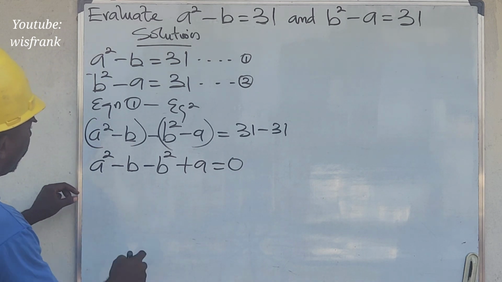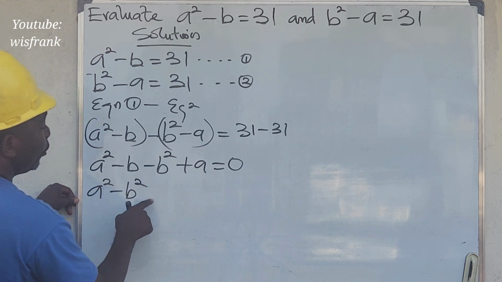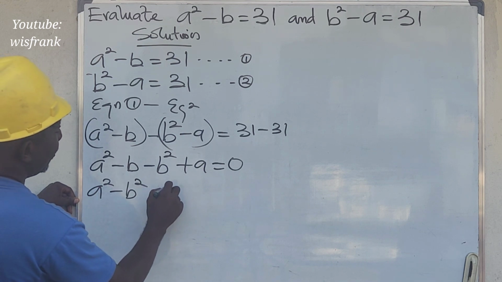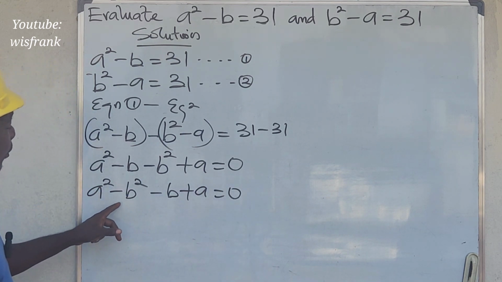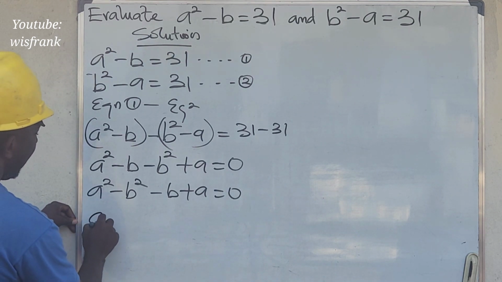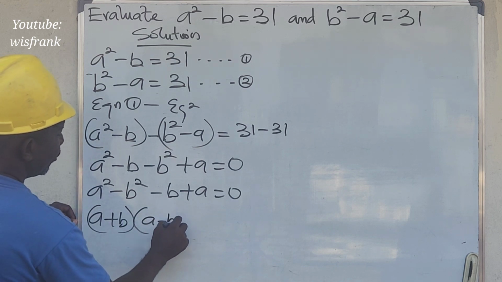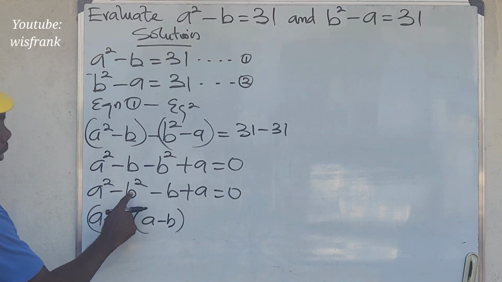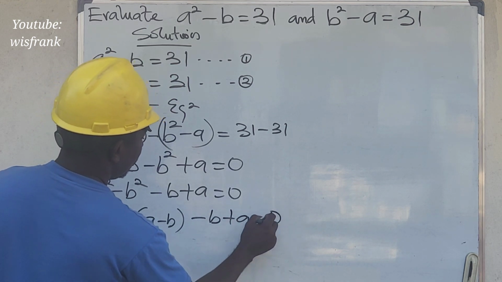In this case, we can rearrange this. We have a to the power of 2 minus b to the power of 2, then minus b plus a, all equals 0. This is a difference of two squares, where we have a plus b all into a minus b, then we have minus b plus a, all equals 0.